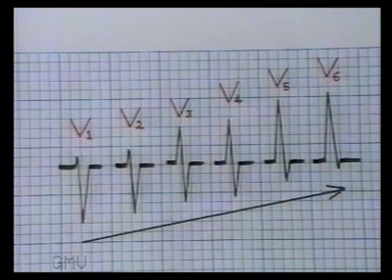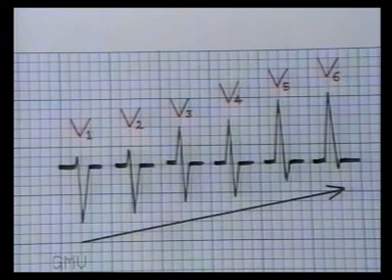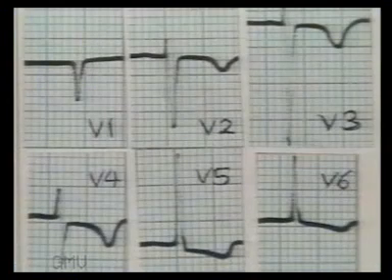This is the normal pattern of QRS complexes in chest leads. The lead V1 shows a small R wave and a deep S wave. As we proceed towards V6, the height of the R wave progressively increases and the depth of the S wave progressively decreases. Somewhere in V3 and V4, the R and S waves are equal, and in V6, there is a tall R wave and very small or absent S wave.